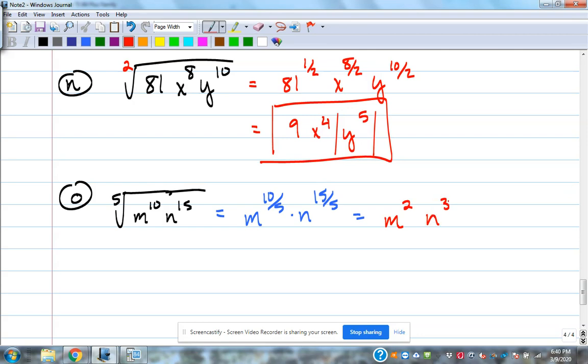Do either of those get absolute value marks? Why not? That 5's an odd number. That index is what that's called, or the denominator of the rational exponent is odd. So it doesn't deal with the absolute values. The only time we have to worry about that is if we got an even index that we're dealing with. Even index.